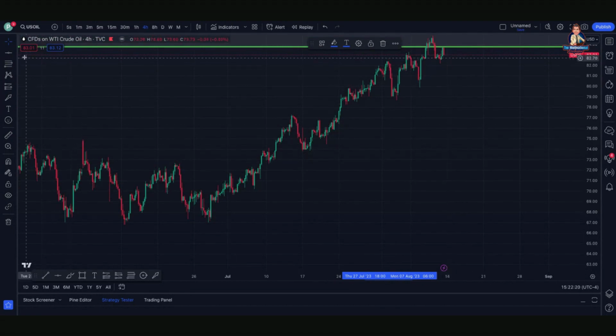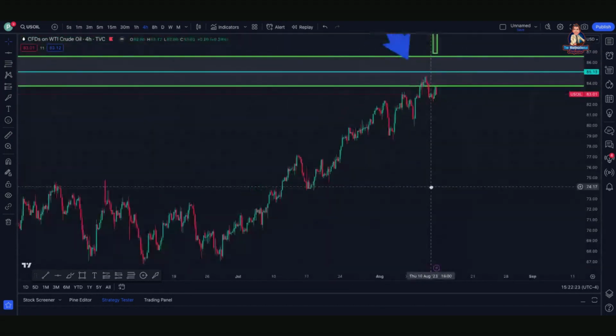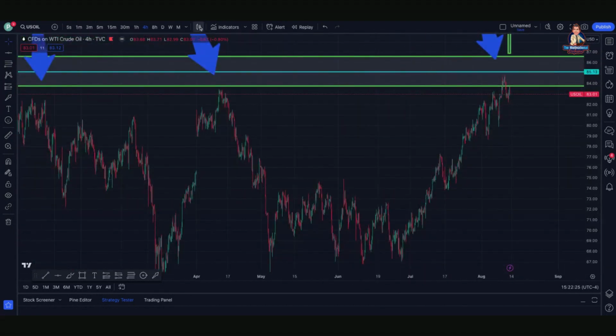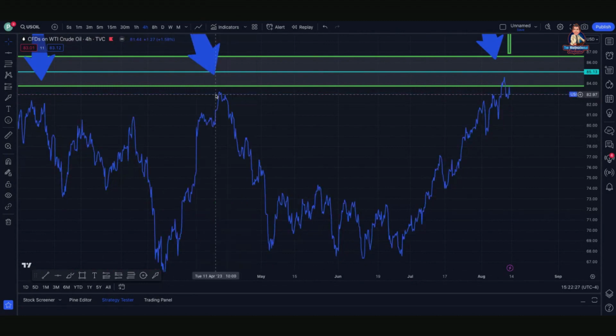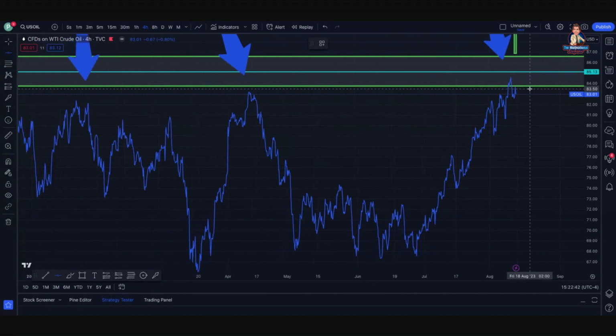And so what I like to do is create my levels. For that, I like to go here, change it over to the line chart, grab my horizontal, and then look for the levels. Now, I'm real big on about every 50 cents, because if you look at crude oil and we go up here to 83.50 and go across, that's a pretty tight one.